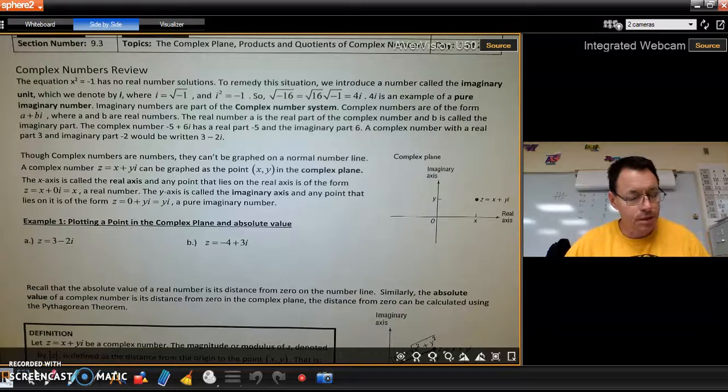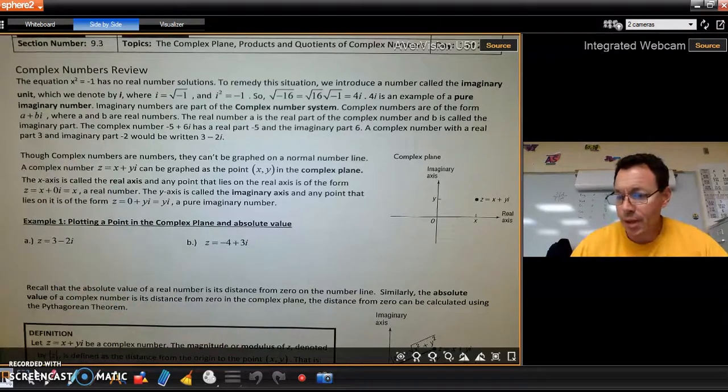9.3 is going to be a continuation of the polar coordinates that we've talked about, but it's not going to feel like it at the very beginning. We're going to apply polar coordinates to something that you've done in the past, but we're going to look at it a different way.